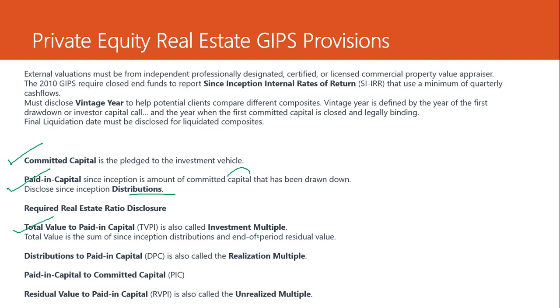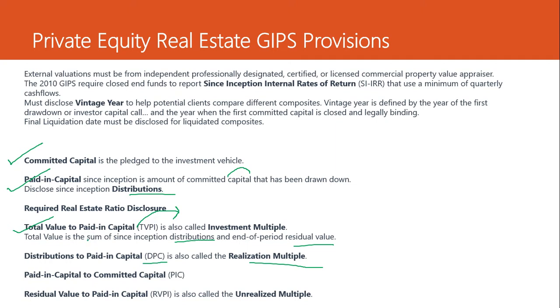TVPI is also known as the investment multiple. That is, it is the total value, the sum of distributions and the end of period residual value. So, how much return you have got on your investment, the distribution based on your paid in capital. DPI is also called the realization multiple. DPI is distributions to paid in capital.